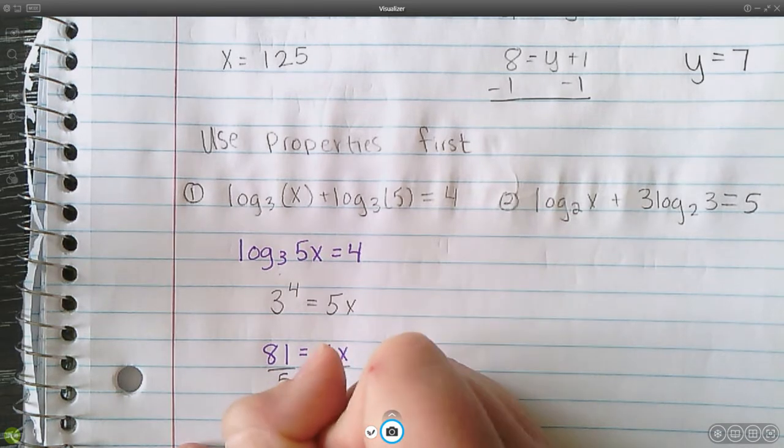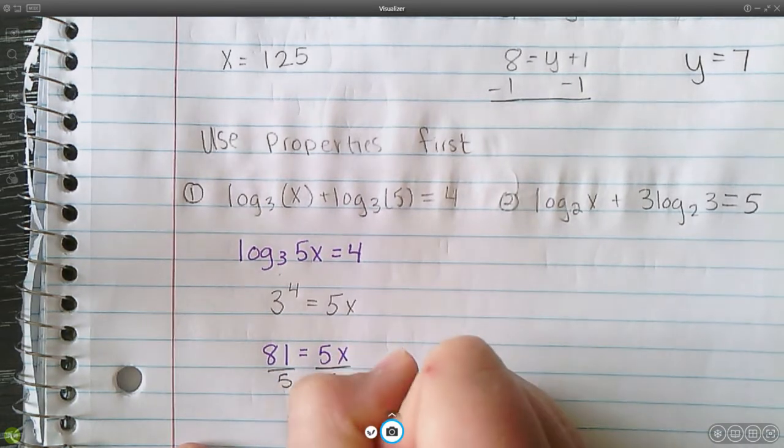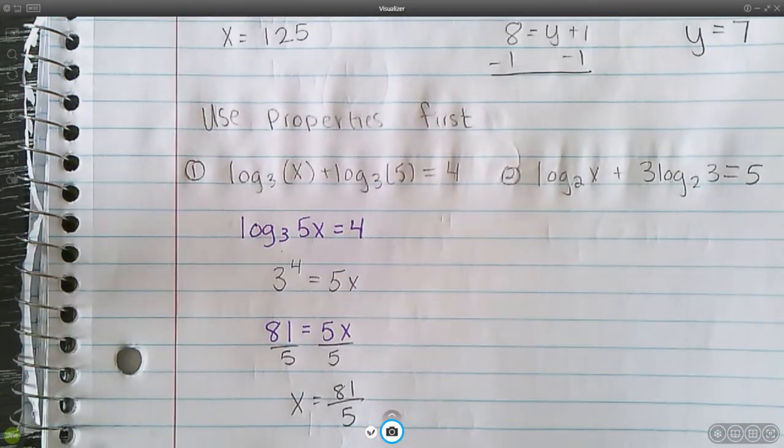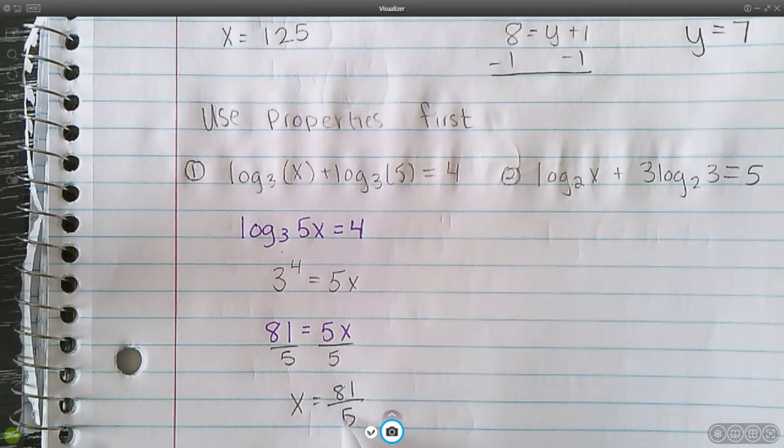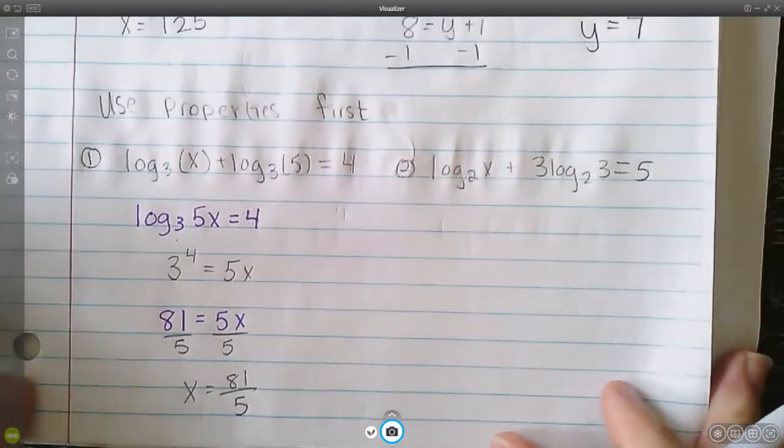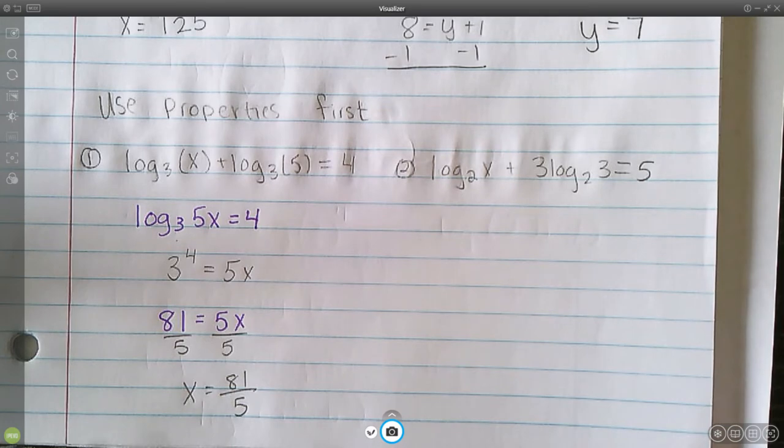And you get x equals 81 divided by 5. You can type it into your calculator and get a decimal if you would like. I'm just going to leave it like this. Okay, so now we have another one.